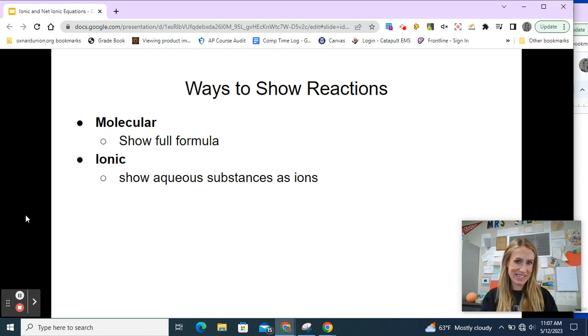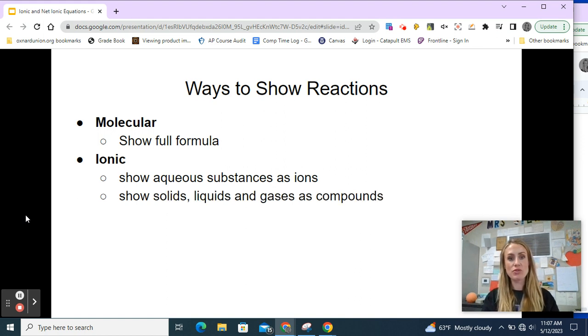And I'll show you what I mean in a second. This makes more sense when we do examples. And then we show solids, liquids, and gases as compounds because they don't break apart in solution. So what aqueous means is an ionic substance that is soluble. So something like sodium chloride, that's an ionic substance. We know that when we put salt in water, Na and Cl are going to break apart.